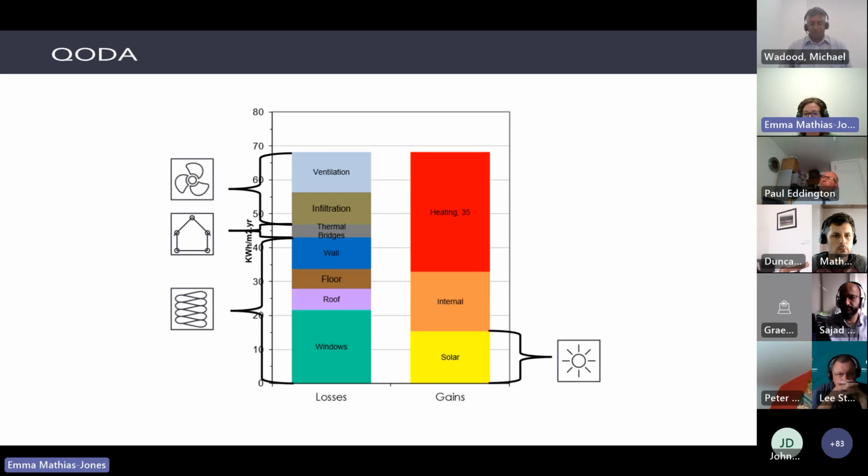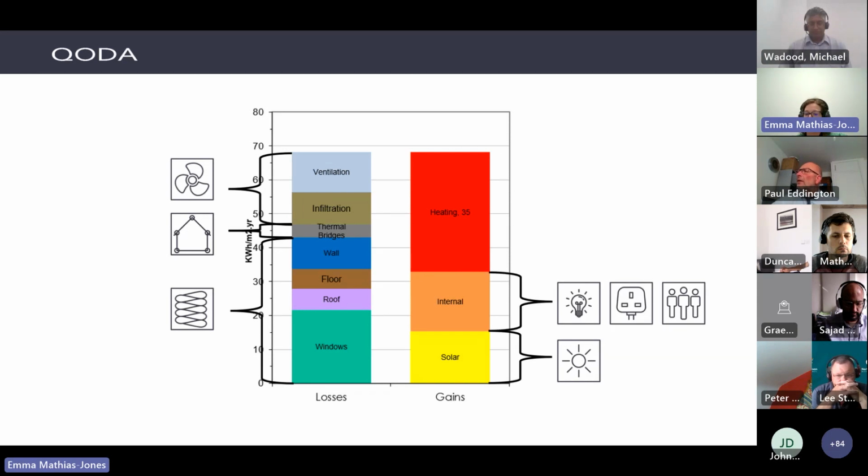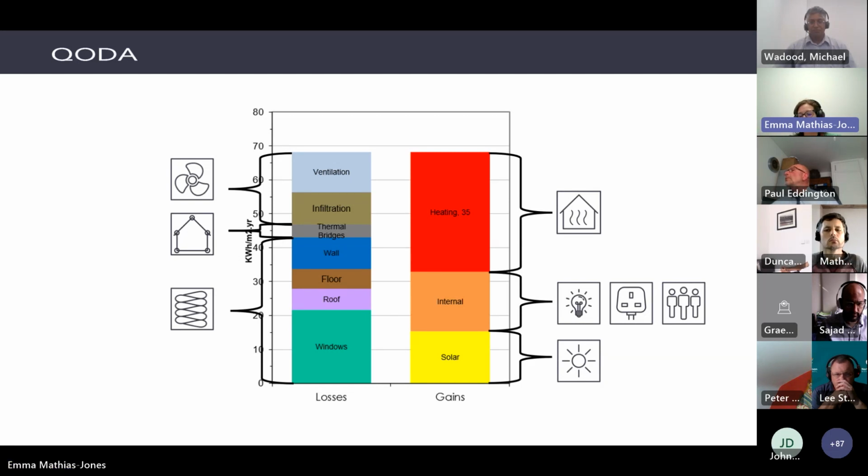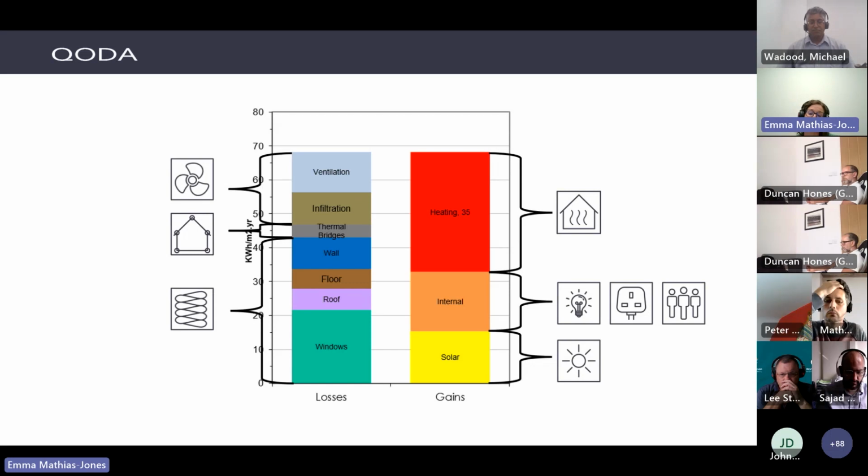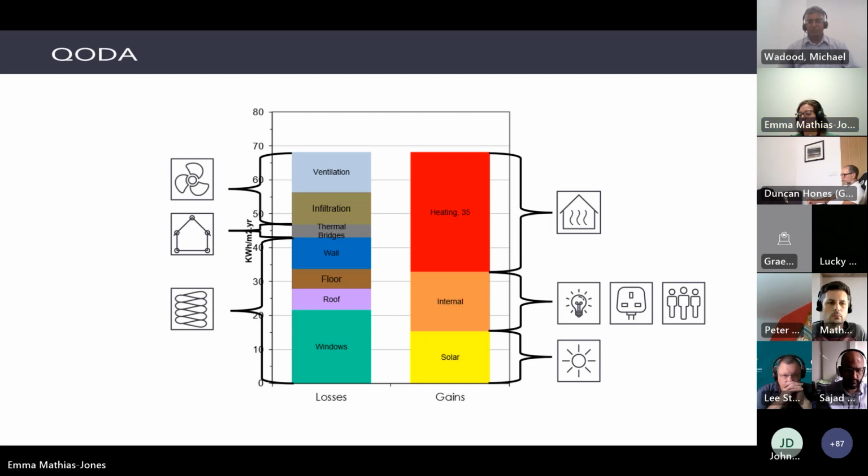On the right-hand side of the graph, we've got our solar gains, and internal gains, which are things like lighting, people, and equipment. These free gains are normally a lot lower than your heat losses, so space heating makes up the difference. To put that into more context, for Passive House that figure needs to be below 15 kilowatt hours per meter squared per year. For AECB, it needs to be below 40. Building regs uses a slightly different metric, but roughly, they're often significantly higher.